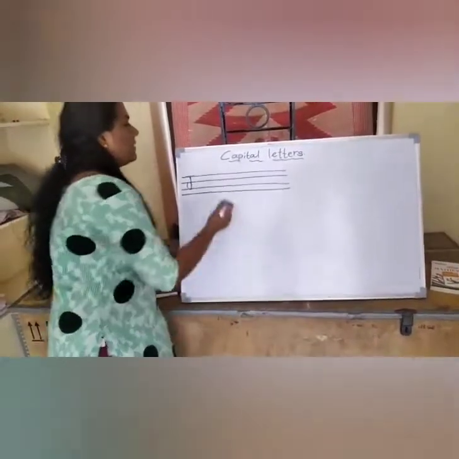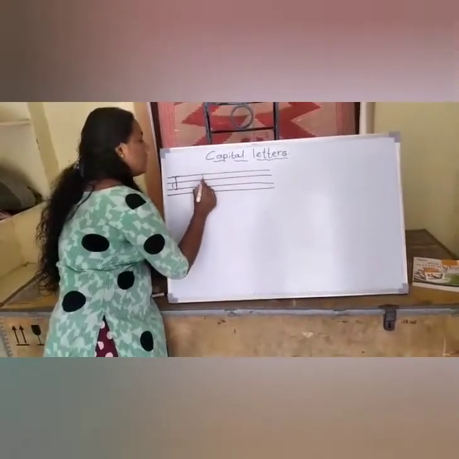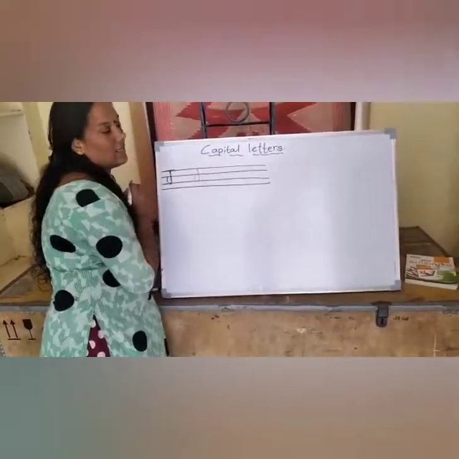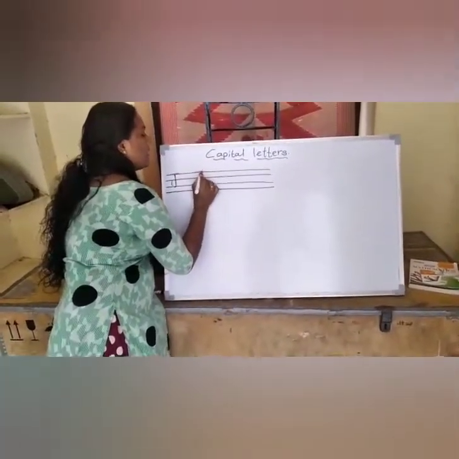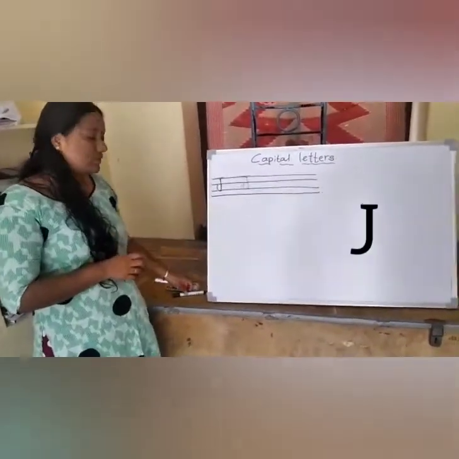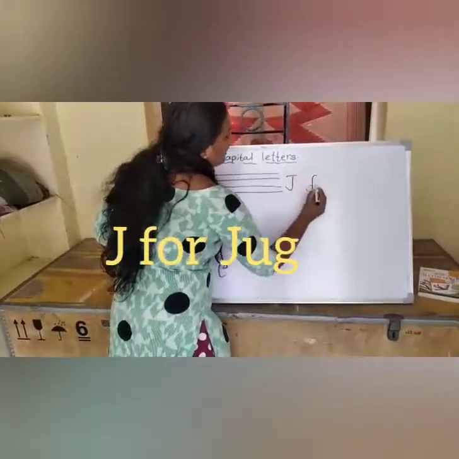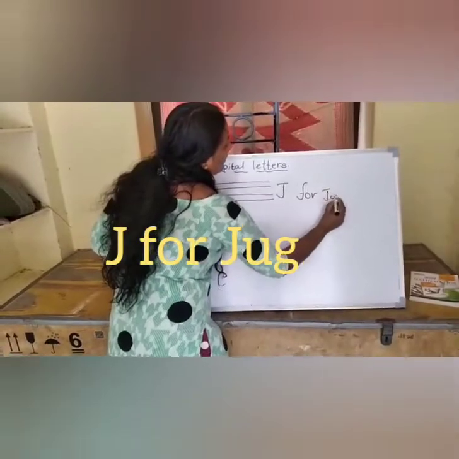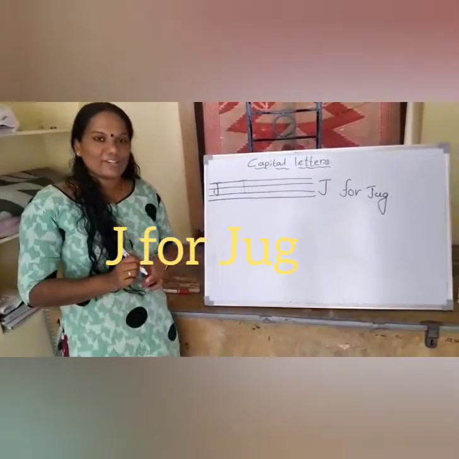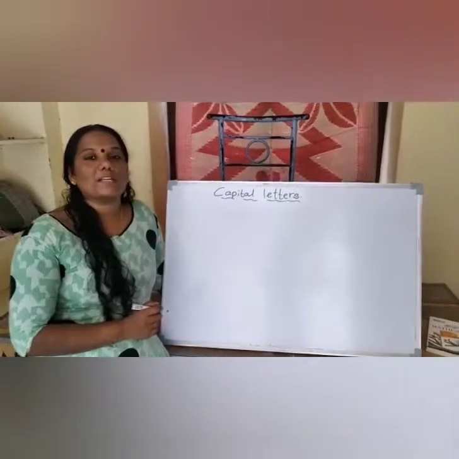One more time I am telling. 3 dots we have to put. Up to down one big line. Down to up one small curve. Up one small line. So, what is the letter? J. J for what? J for J. Say loudly. J for J. Very good, very good children.